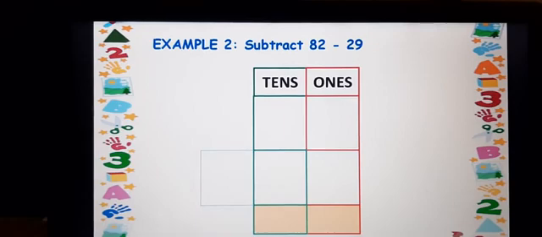What is given here? Subtract 82 minus 29. Can you guess? Same thing as you people written in the previous one. Same thing you write here also. 10's place 8, 1's place 2. 10's place 2, 1's place 9. That is 82 minus 29. Again same, 2 minus 9 you cannot do. So what you have to do?